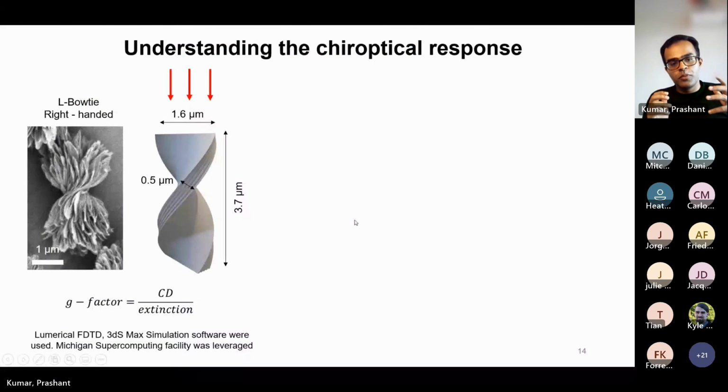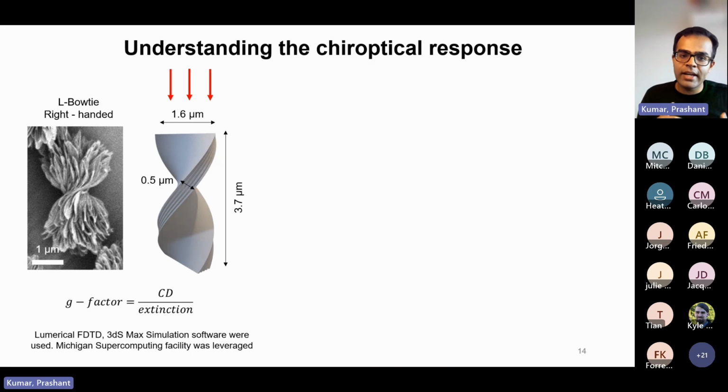Now, what happened was the pandemic hit around 2020. And I had all this experimental data, and I wanted to understand how this chiroptical spectra that I'm getting is appearing. What are these bands corresponding to, and why do we see this kind of a signal when this kind of a twisted structure is present?